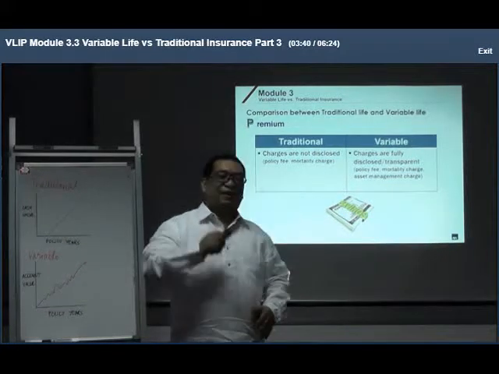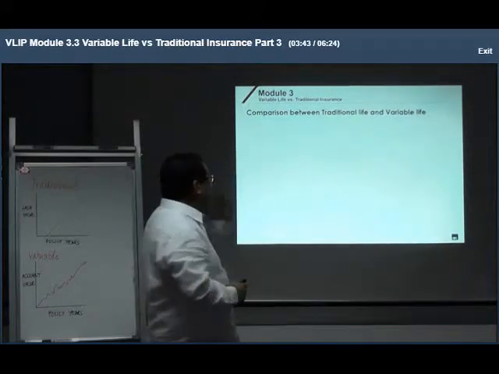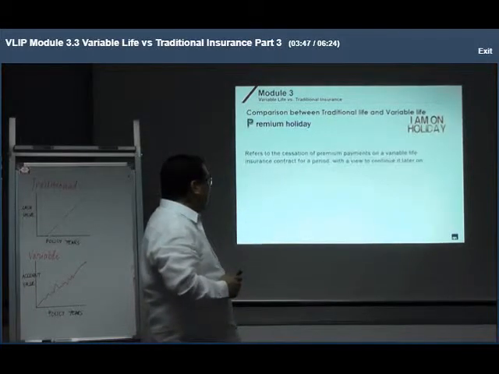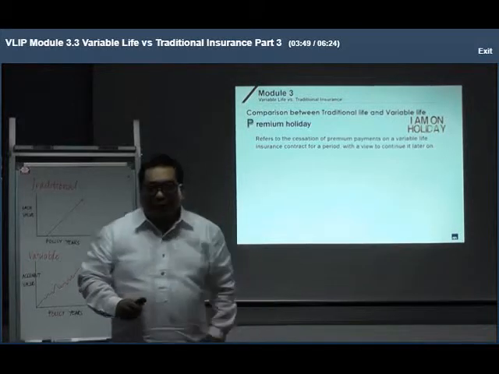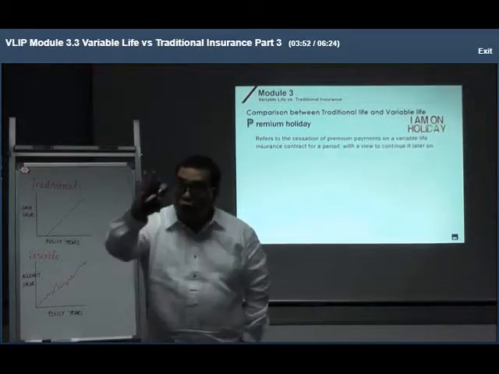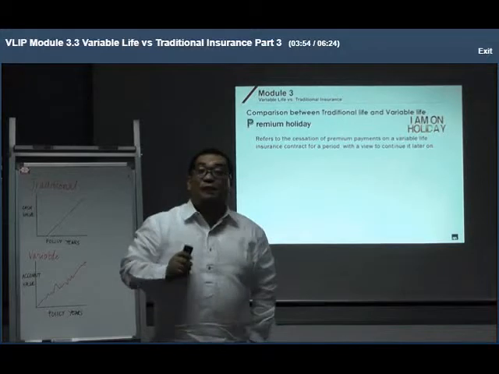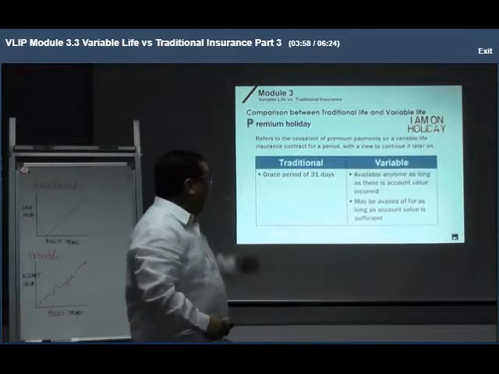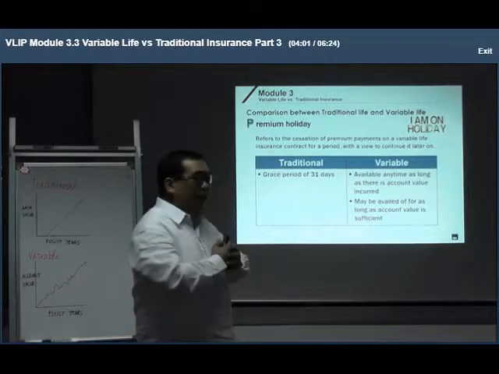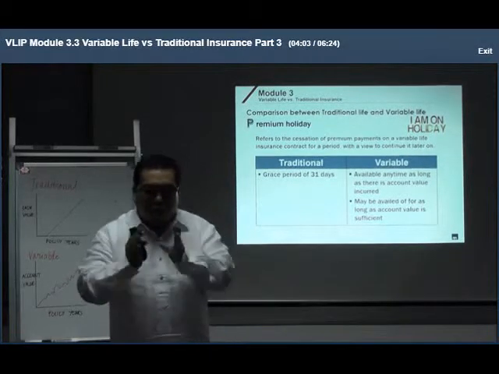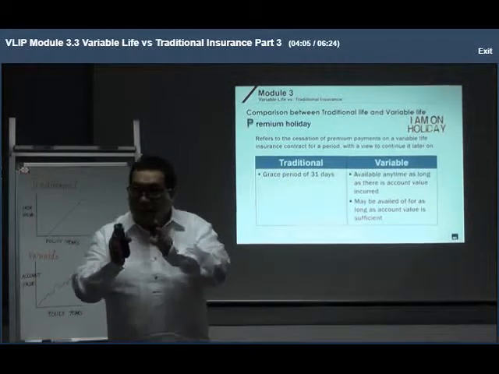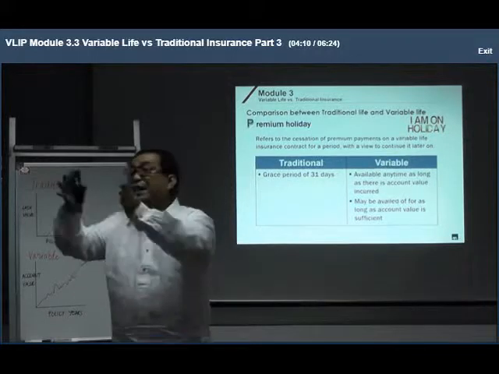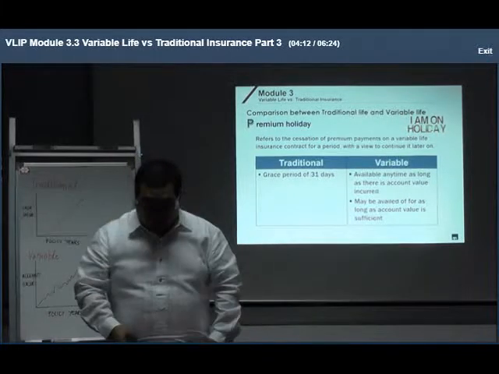Now, another comparison, let's further compare them using premium holiday as our basis. How do we define premium holiday? Now, by the way, premium holiday is only applicable for variable life insurance. This is not applicable for traditional. Because what is a premium holiday? It refers to the stoppage of premium payments on a variable life insurance policy for a particular period with a view to continue it later on.